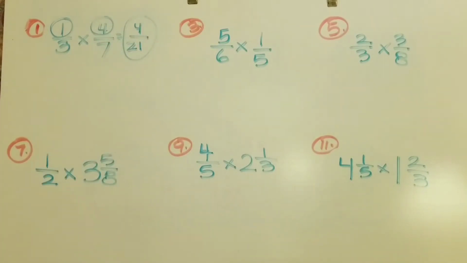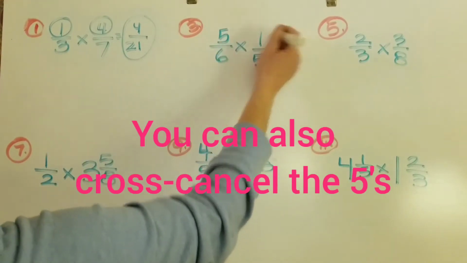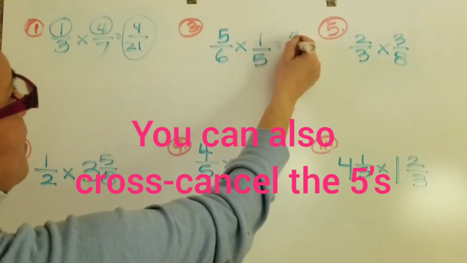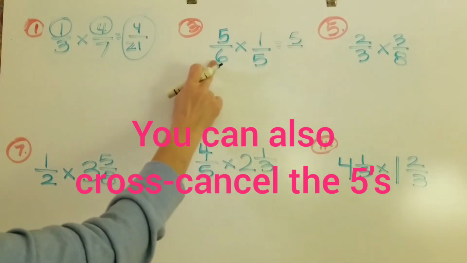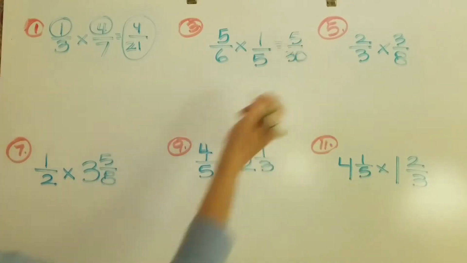How about number 3? Go ahead and multiply your numerators together. 5 times 1 is 5. And multiply your denominators together. 6 times 5 is 30.